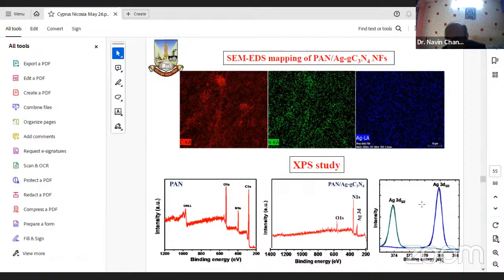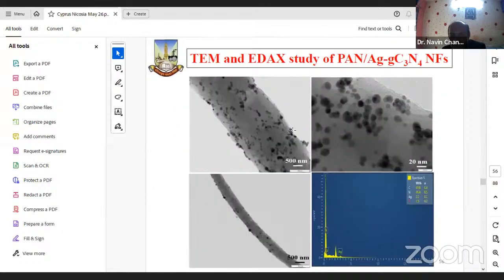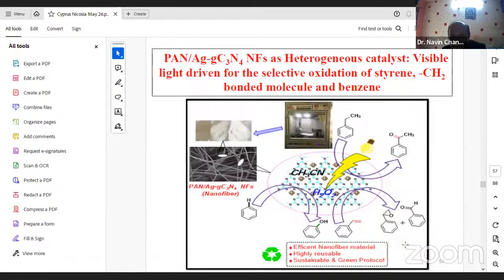This is the deconvoluted spectra, AG 3D 3x2, AG 3D 5x2. This is the TEM. A beautiful decoration of silver graphitic carbon nitride nanofibers is observed over the surface. And this is the elemental mapping, elemental study. The presence of silver, carbon, nitrogen, and nitride group is being observed clearly. This is the percentage of this particular material.